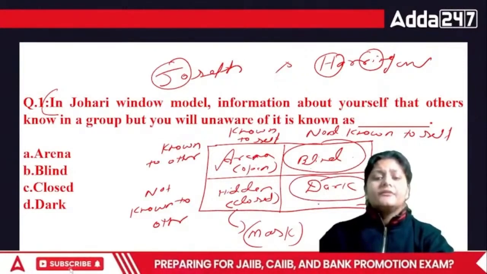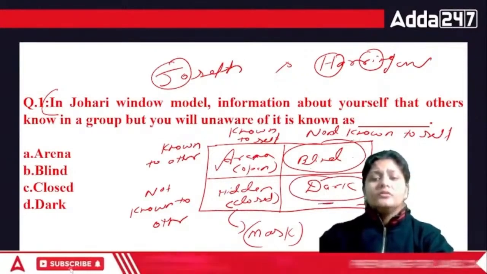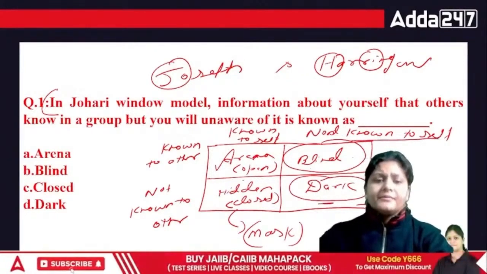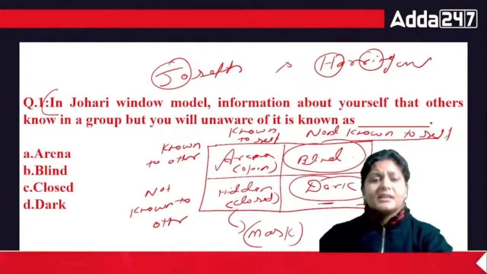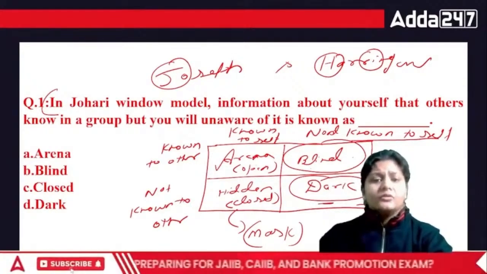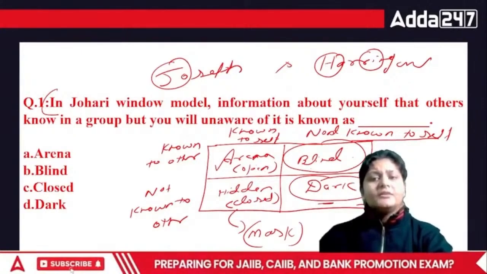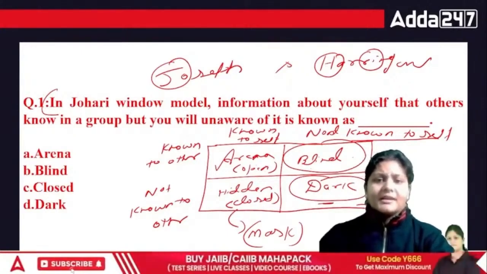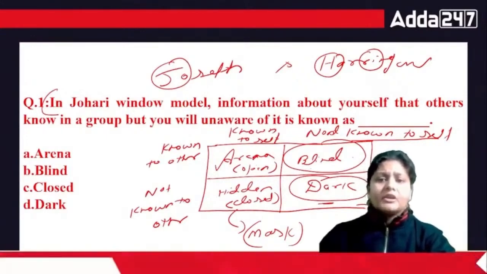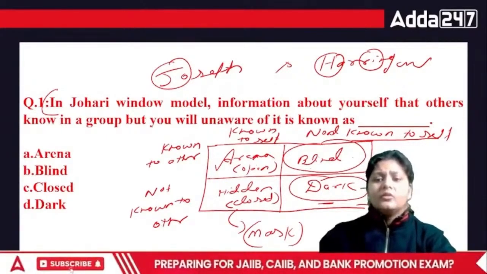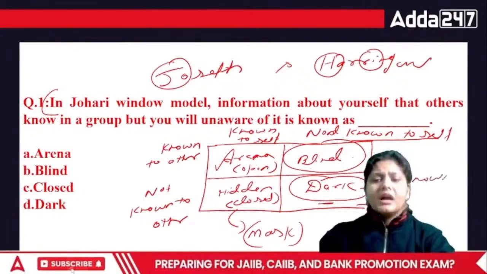Then the last area is the dark area. Here the information is not known to self and not known to others. That means it is information which even others don't know about you, and even you don't know about yourself. So that is the dark area, a completely unknown area. We also call it the unknown area.